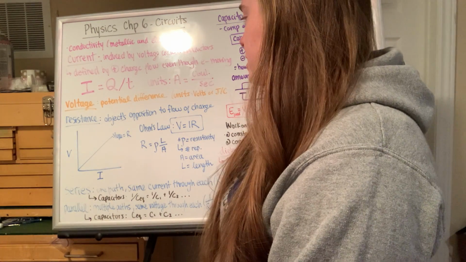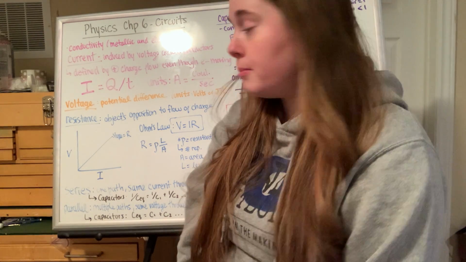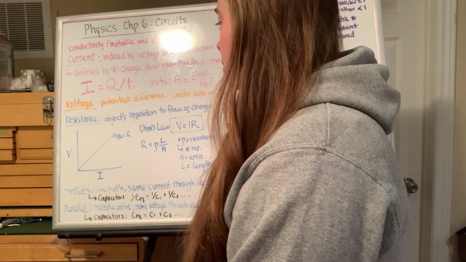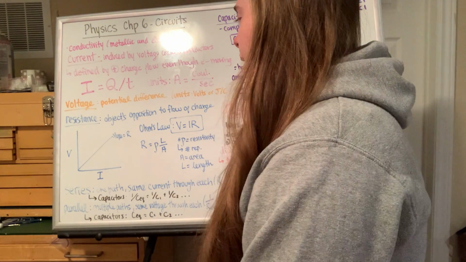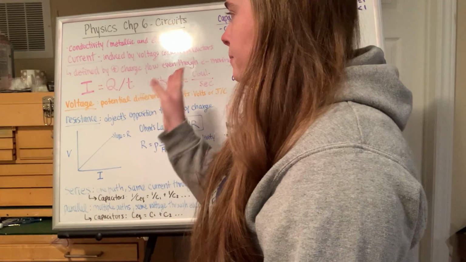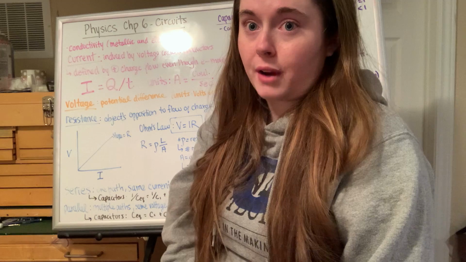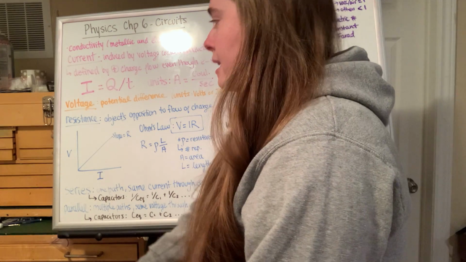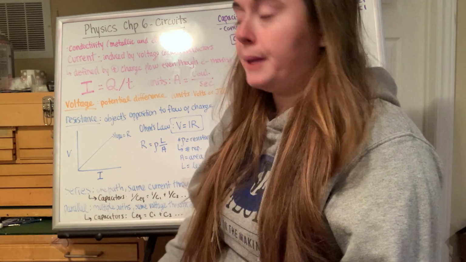Okay, next let's talk about resistance. Resistance is an object's opposition to the flow of charge through it. Basically, a good conductor has low resistance, right? And a bad conductor has high resistance. It makes it harder for the charge to flow through it.